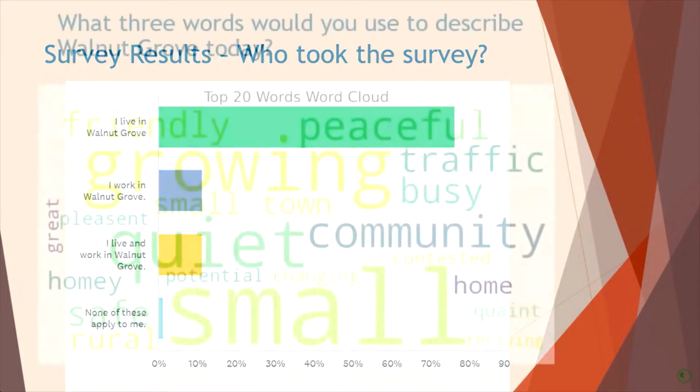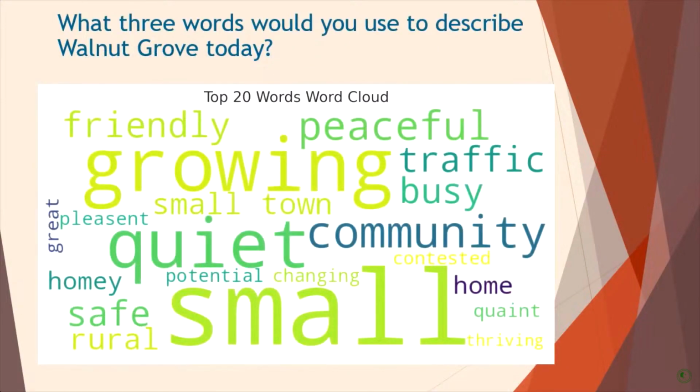I did something similar to this in Monroe about 4 years ago. The yellow is I live and work in Walnut Grove, and then the blue one is just somebody who decided to take the survey who doesn't live or work in Walnut Grove. Gosh, I'm going to stop saying Monroe. Walnut Grove, I am so sorry. Yeah, so the time change affects everybody, even me.